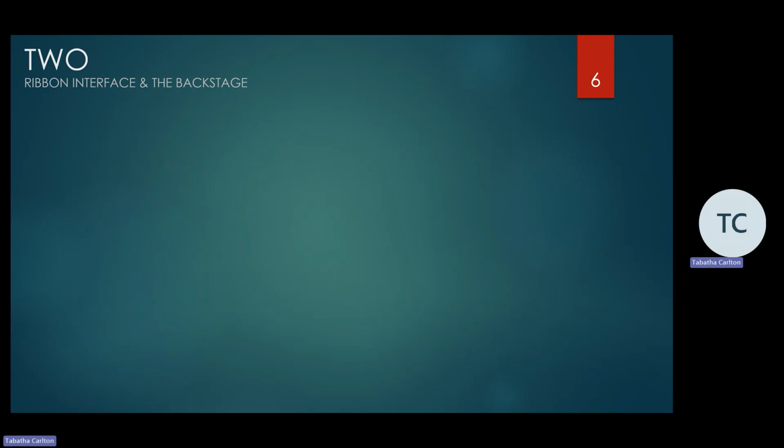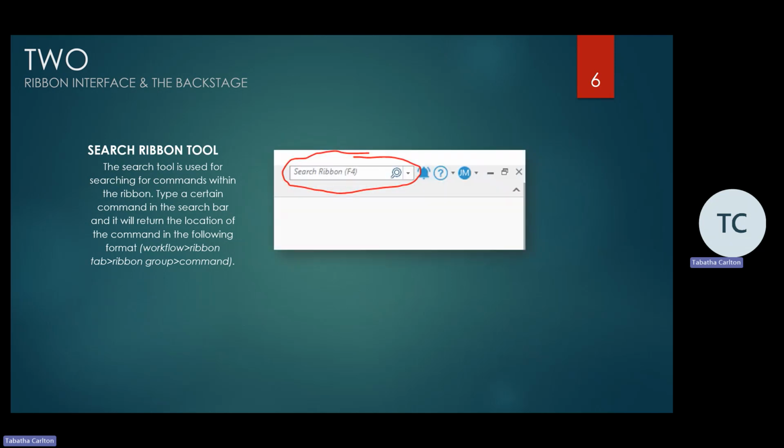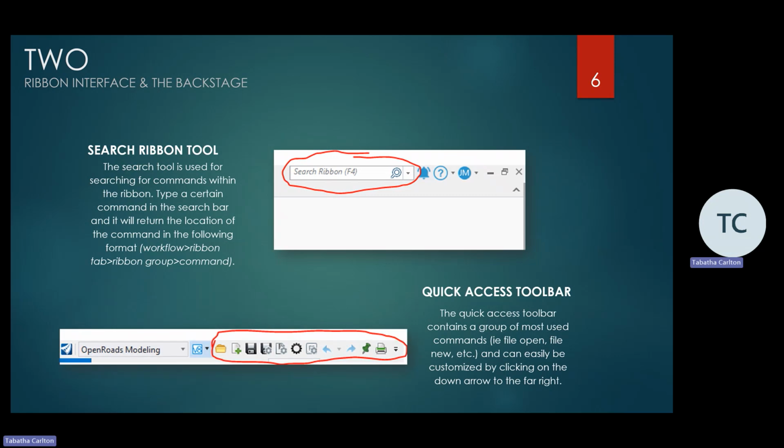You can customize this stuff, and I'll show you how to do that in a minute. Also a pretty handy tool in OpenRoads is the search ribbon tool. I've had to use this several times. When you don't know where a command is, you can start typing in that window and it'll pop up where that command is. The quick access toolbar up top, you can customize that to put things like save file, open, customize, function key, command, and it's up top there.